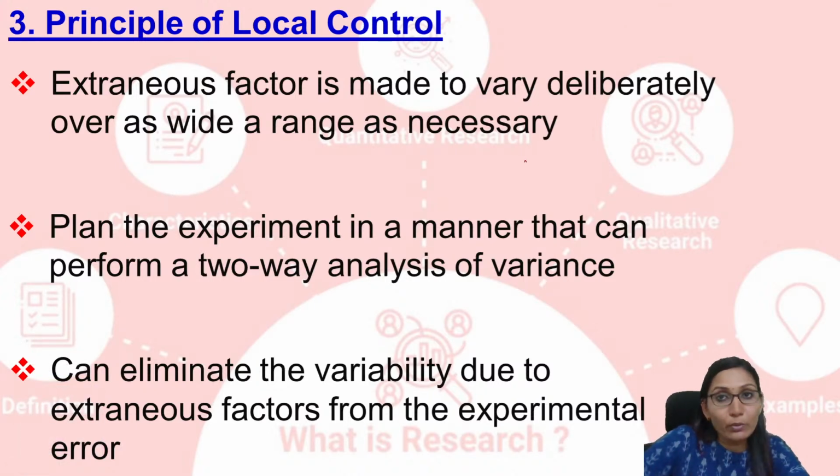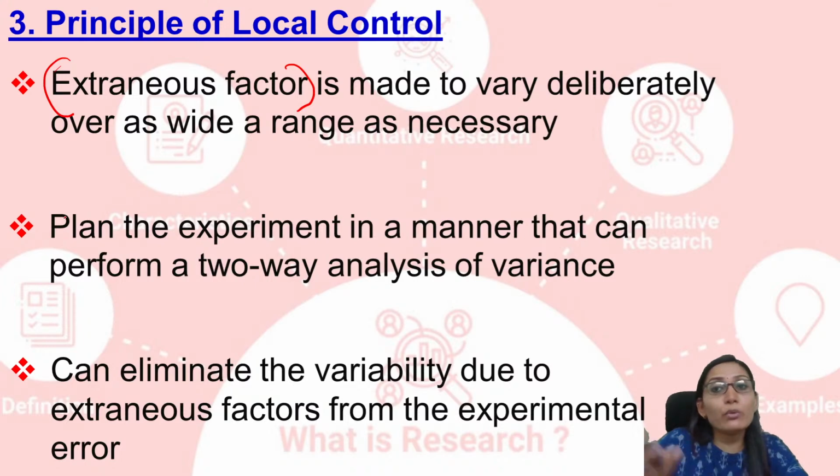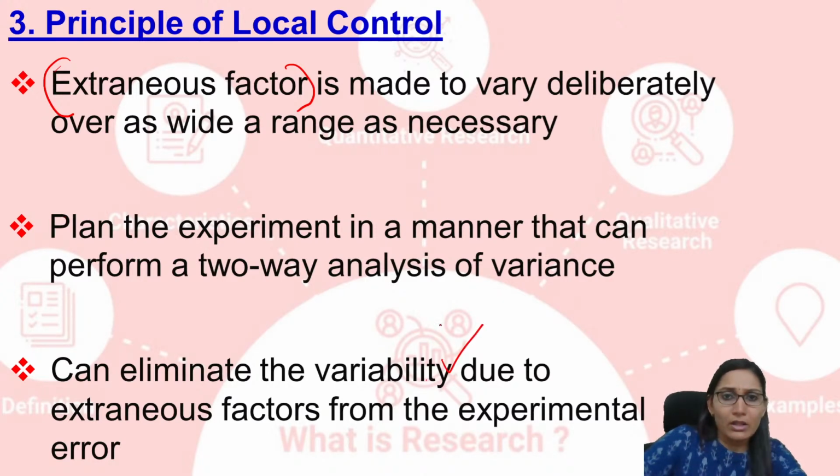Extraneous factor is made to vary deliberately over as wide a range as necessary. That is, extraneous factors are made to vary deliberately. So they will not be the same. They will vary deliberately. Deliberately means purposefully. So this will help plan the experiment in a manner that can perform a two-way analysis of the variance. So the analysis can be conducted in two ways. The two ways of conducting the analysis of variance. It can eliminate the variability due to extraneous factors from the experimental error.